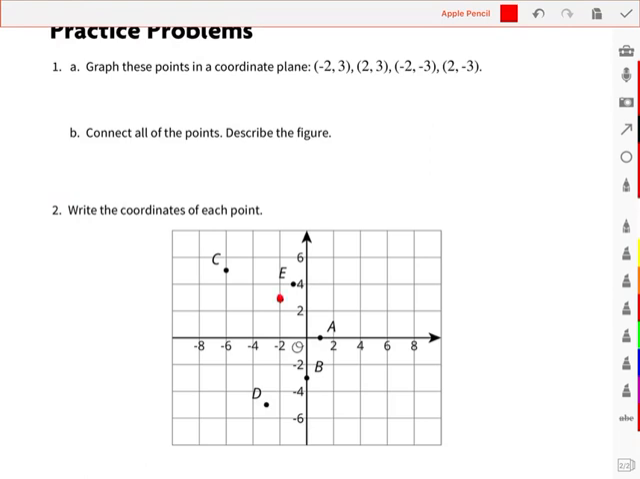And then (2, 3) would go here. And let's label them. And then (-2, -3) will go here. And (2, -3) would go here.